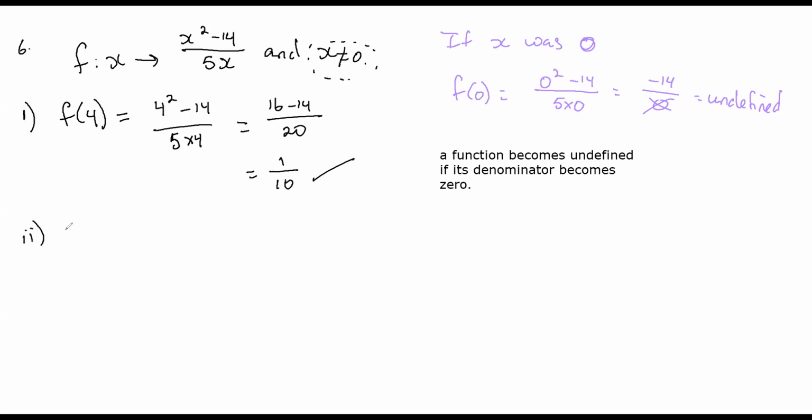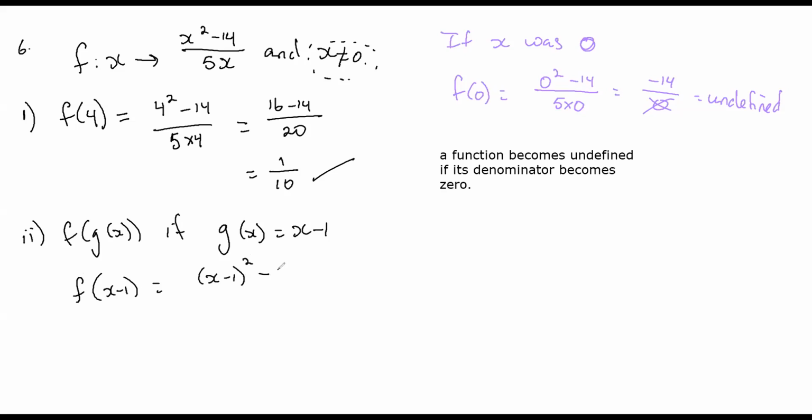Put 2 over... find f of g of x. Since g of x is x minus 1, we put in x minus 1 squared, minus 14, over 5x minus 1. Right, now we just expand and work out.